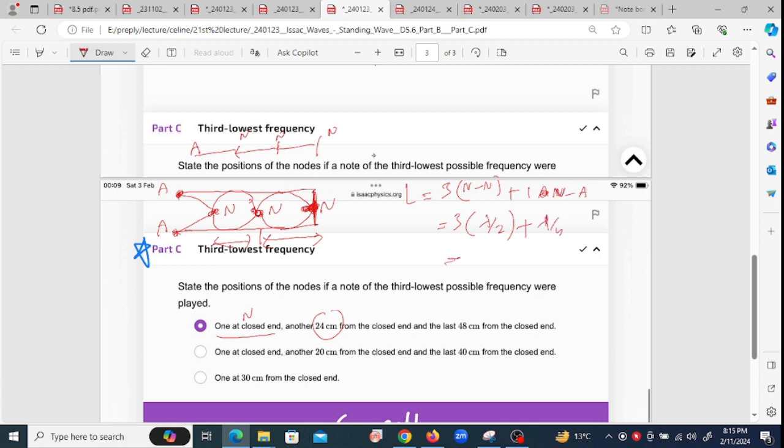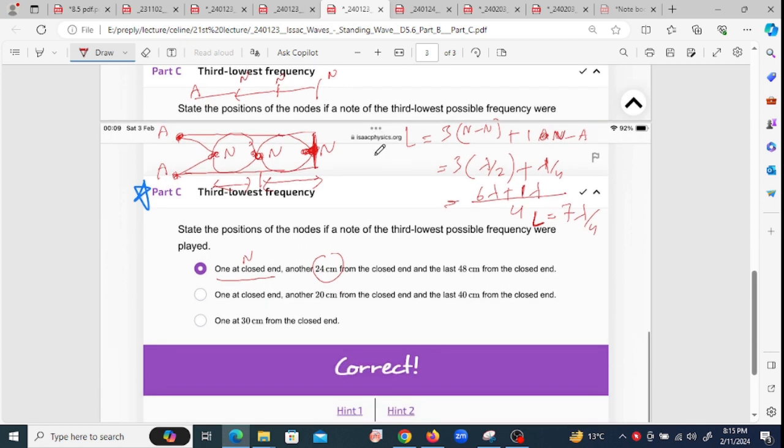So we solve this: 6 lambda plus 1 lambda is equal to 7 lambda over 4. So L is equal to 7 lambda over 4. So lambda is equal to 4 over 7 L. The length is again 60 centimeters, so when we solve, we get a wavelength of 48 centimeters.